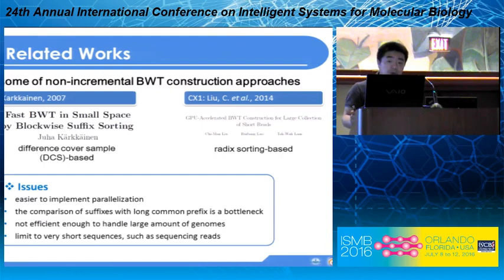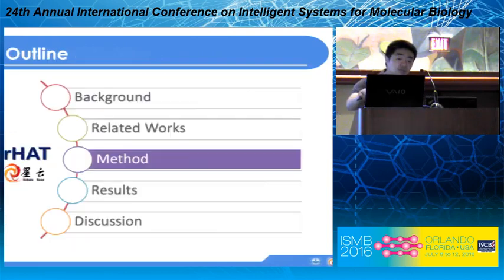Non-incremental approaches are easier to parallelize. However, their ability to handle suffixes with long common prefixes could be not as good as that of the incremental approaches. And they are usually not efficient enough to handle large amounts of genomes. Moreover, some of such approaches, like CX1, are limited to short sequencing reads, but not genomes.